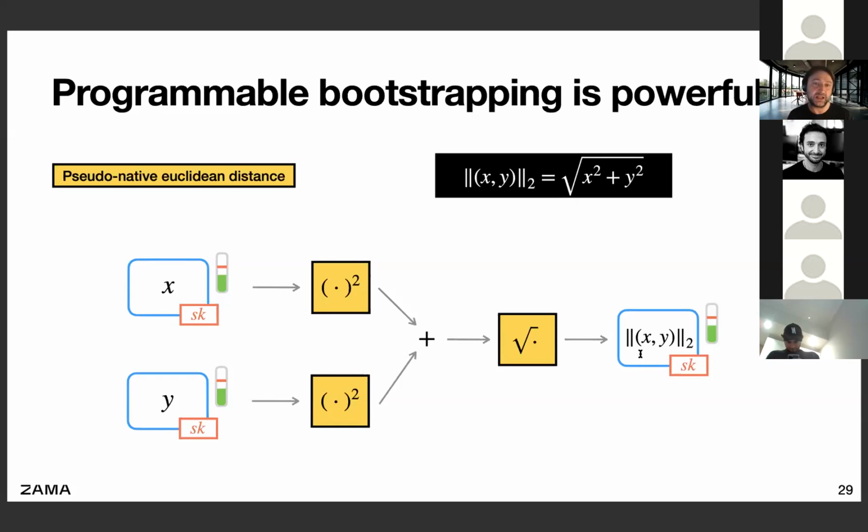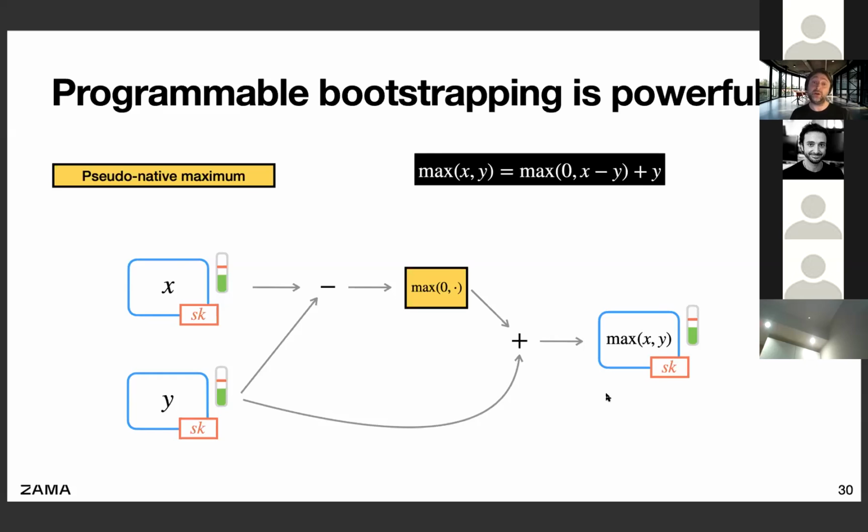So you can do other things. You can do the Euclidean distance: if you take X and Y, you see that as a point. You can compute the Euclidean distance of this point to the origin by just programming the square function twice, adding these resulting ciphertexts, and then programming the square root function. And this gives you, in a few milliseconds, this Euclidean distance, this L2 norm that you wanted.